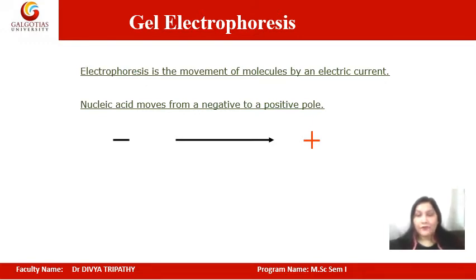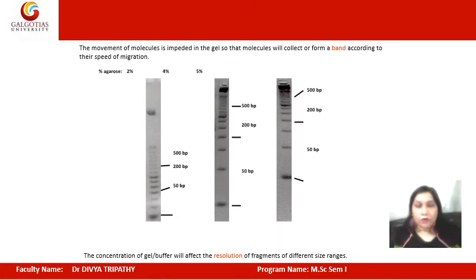Separation on the basis of charge and size is actually the principle of electrophoresis, any type of electrophoresis. And if we are using gel as a medium, then it will be termed gel electrophoresis. As you already saw in the animation, the movement of molecules like nucleic acids, DNA and RNA, and larger protein molecules is impeded in the gels so that the molecules will collect or form a band according to their speed of migration. You can see here the percentage of agarose given as 2%, 4% and 5%.